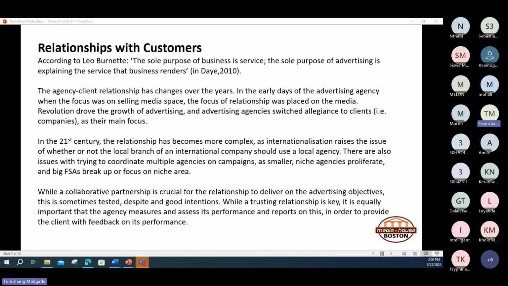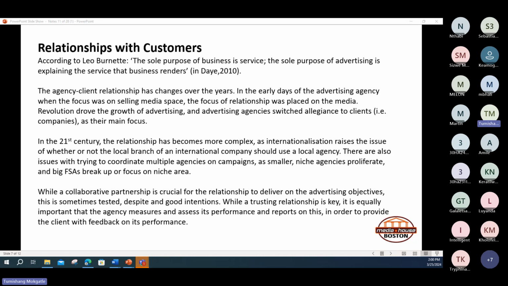So it says in the 21st century, the relationship has become more complex, as internationalization raises the issue of whether or not the local branches of an international company should use a local agency. So there are also issues with trying to coordinate multiple agencies on campaigns, as smaller niche agencies profile rates, and big FSA, financial service advisors, break up or focus on the niche area.